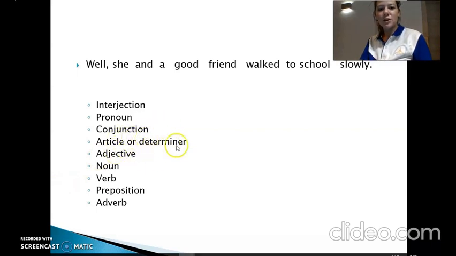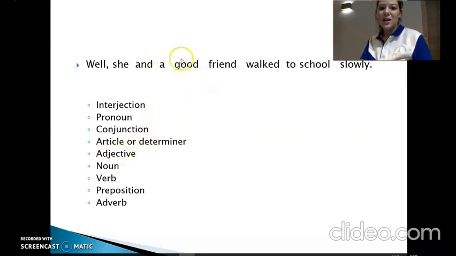Then an article or a determiner, in this case a. So a, an, the are the articles. I've talked about that quite a lot in class. Determiners would be too. So you could change it to she and 2 friends walk to school. So a determiner, like a, an, the, two, or a quantity.